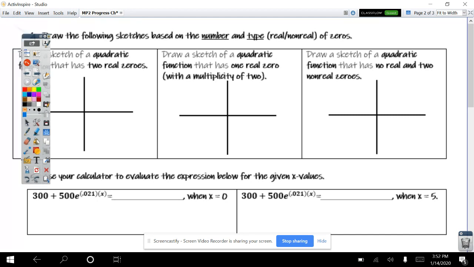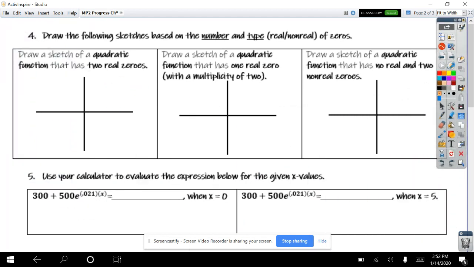So onto the back, we need to draw these sketches based on the number and type of real or non-real zeros. I just want to make sure you know that the word non-real means the same thing as imaginary. So if you see the word non-real, think about what that means. It means the same thing as imaginary.